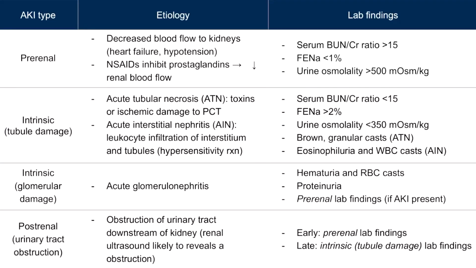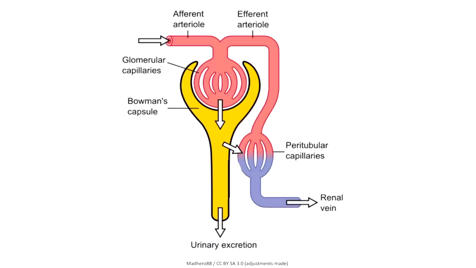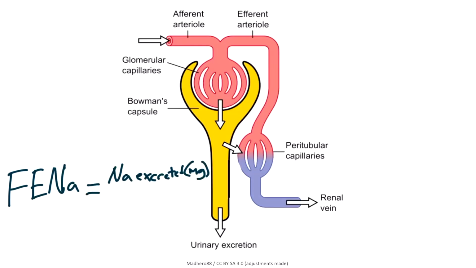Now, prerenal azotemia also presents with a fractional excretion of sodium less than 1%. Let me show you why. FENa stands for fractional excretion of sodium. The numerator is milligrams of sodium in the urine, or excreted sodium, and the denominator is milligrams of sodium that's filtered by the glomerulus. Remember from physiology that blood is filtered first by the glomerulus, and filtration is represented by this top white arrow.